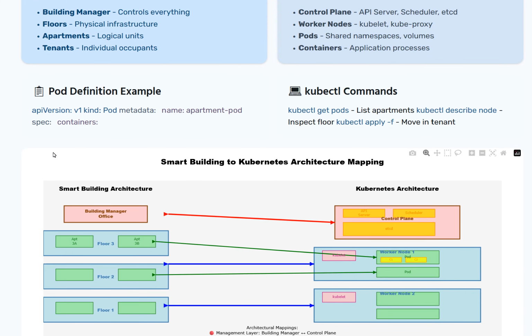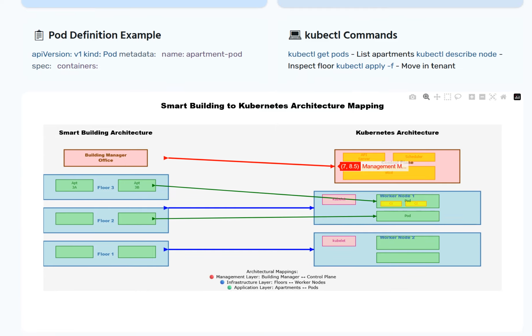So a pod definition example: API version, name apartment-pod, spec containers, right? And Kubernetes kubectl commands: kubectl get pods lists the apartments, kubectl describe node inspects the floor, like that. So the smart building to Kubernetes architecture mapping, right?